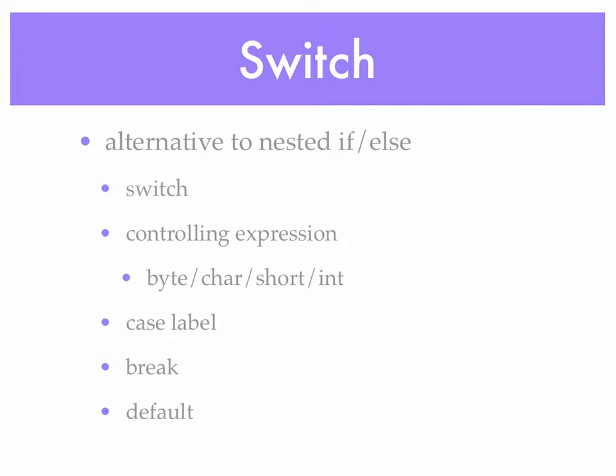The components of a switch construct are the switch, the word, a controlling expression that must be a byte, char, short, or int. It can't be a string or boolean or anything else. It must be a byte, char, short, or int. We have a case label, the break, and a default. We'll look at all of these in this example.